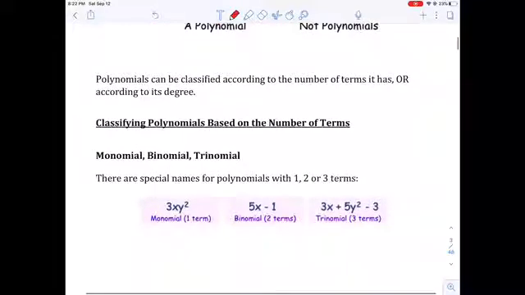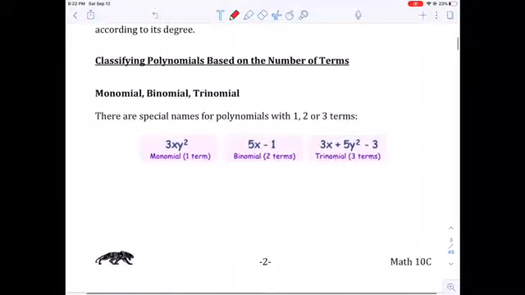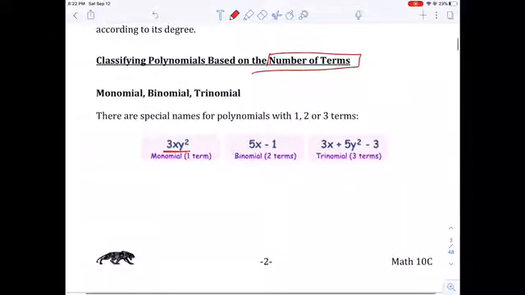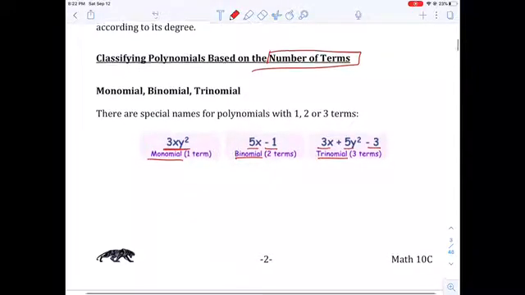Okay? Polynomials can be classified according to the number of terms it has or according to its degree. So let's just have a look. If I want to classify these polynomials according to the number of terms, this is a single term. It's called a monomial. A double term, 2 terms, is called a binomial. And 3 terms, 1, 2, 3, is called a trinomial.